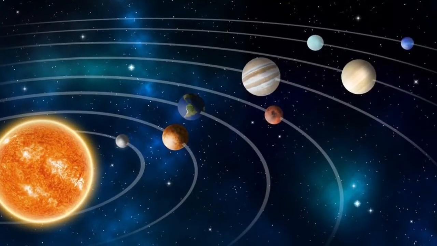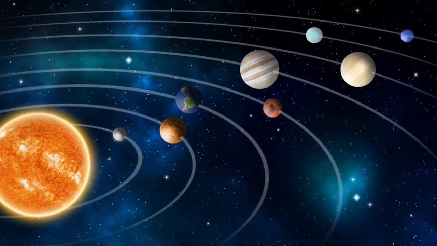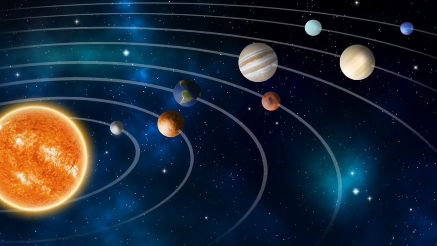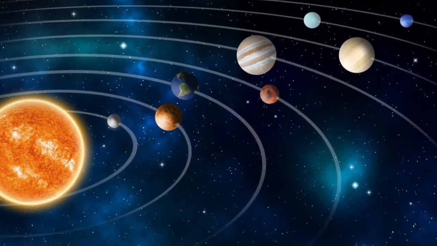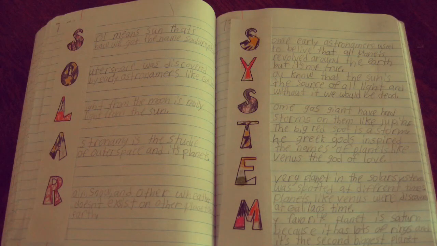Today's literacy work is going to be based on some of the research that you've been doing in your topic work over the last little while. What I would like you to do is to produce an acrostic poem using the letters that make up the word solar system. Here's an example of what an acrostic poem looks like. You can see that the letters are all on the left hand side, and the letter for solar system, S, would begin the first word of that poem.